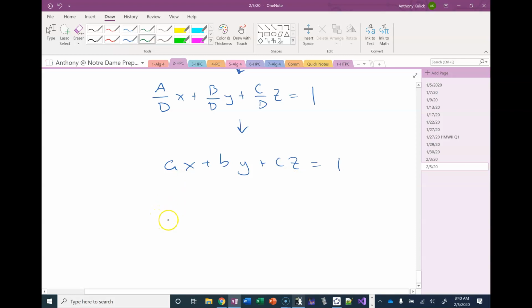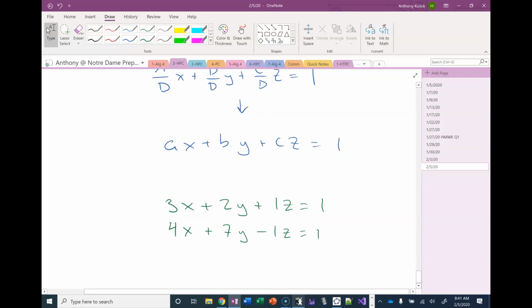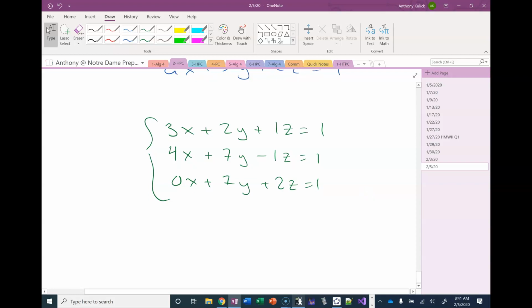So the first point was 3, 2, 1. So I have 3x plus 2y plus 1z equal to 1. My second point was 4, 7, negative 1. So I have 4x plus 7y minus 1z equals 1. And my last point was 0, 7, 2. So I have 0x plus 7y plus 2z is equal to 1. Do I really need to write the 0x there? I mean, not really. I just do it because I'm not really going to work with this system. I'm just going to turn it into a matrix to solve now. So just like we've done before, we're going to do RREF on this matrix.